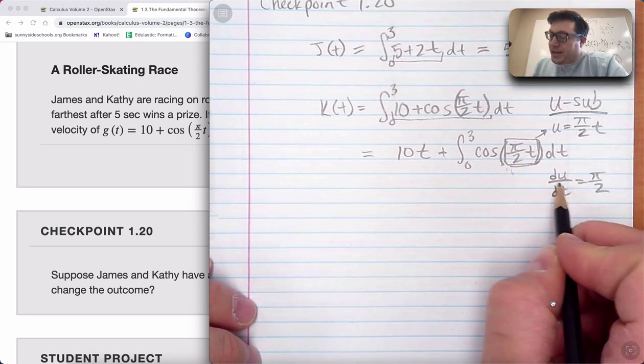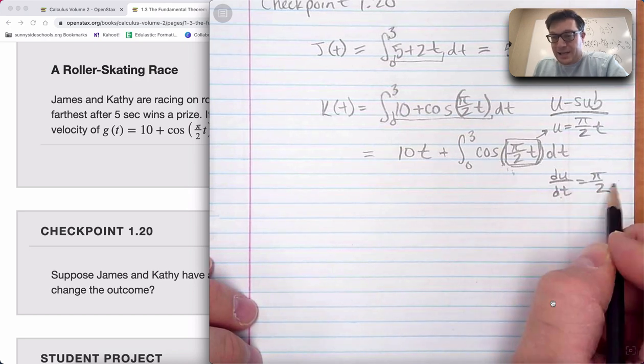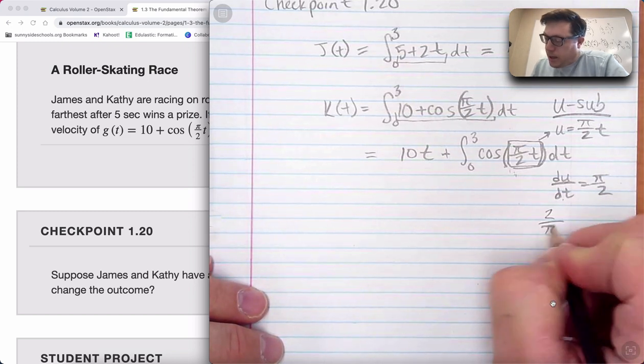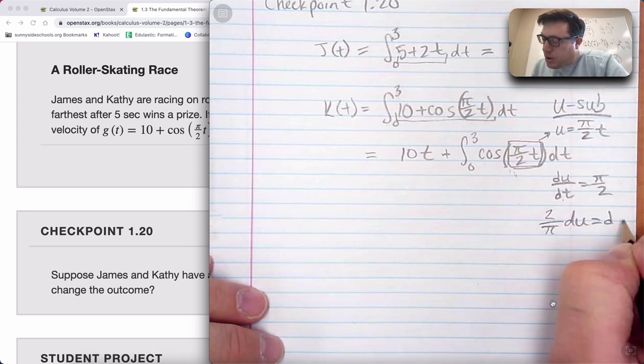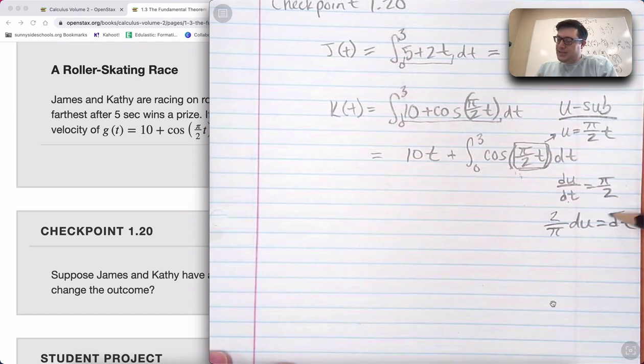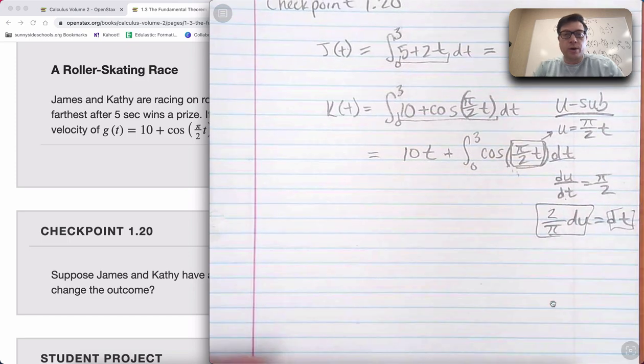In order to get dt by itself, I've got to multiply both sides by dt, and then I've also got to multiply by the reciprocal, 2 over pi. In other words, 2 over pi du equals dt. This is one of the ways to do this. I appreciate this method more than others because if I see the expression dt in the integral, I can swap it out with 2 over pi du.